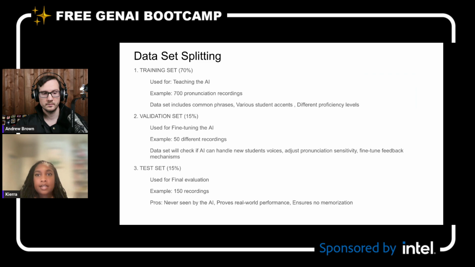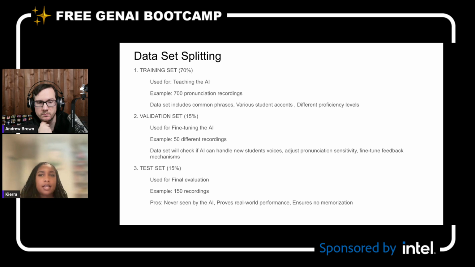Next is data set splitting. We want to make sure our AI pronunciation coach can help with any student, not just the ones it practiced with. So think of it like training an actual human language tutor. First we'll have our training set. We'll use 70% of our data for that training, and this is really where the AI learns what good and bad pronunciation sounds like.